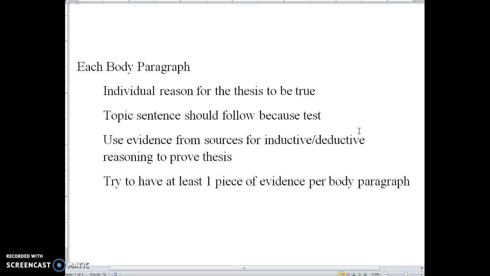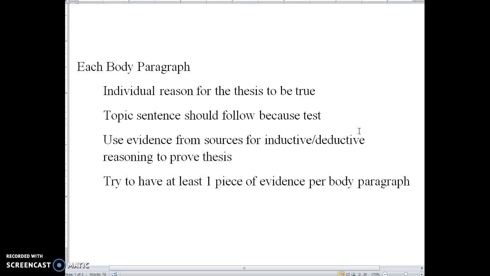You have to use evidence. So use evidence from your sources. We've talked about that many times. Use inductive/deductive reasoning to prove your thesis. Okay, so you might use inductive reasoning, a lot of data to come up with some general principle, or deductive reasoning, that type of syllogism type reasoning that leads to a logical conclusion to prove your thesis.